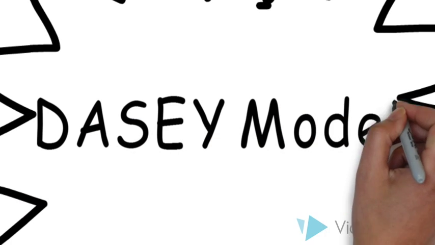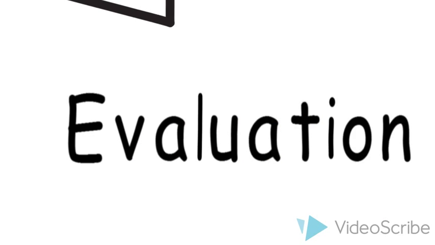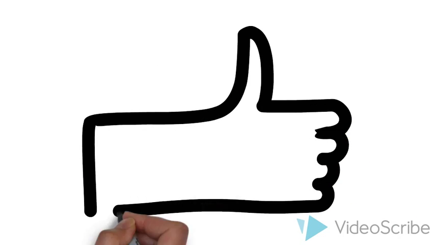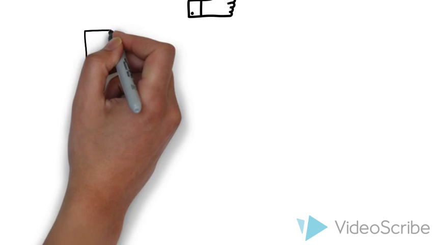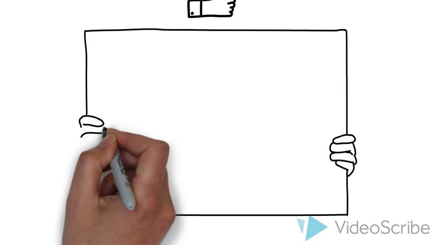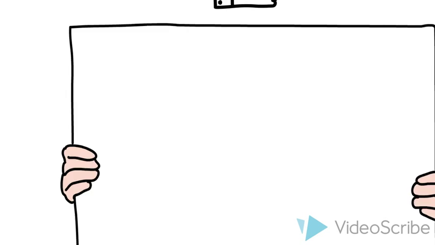If you're writing an essay or a report, it's very useful to consider the DASEY model because it helps you incorporate evaluation and analysis in your writing, and it's always something that is really useful for academic writing at university level. Each letter stands for a different aspect, starting with the D.